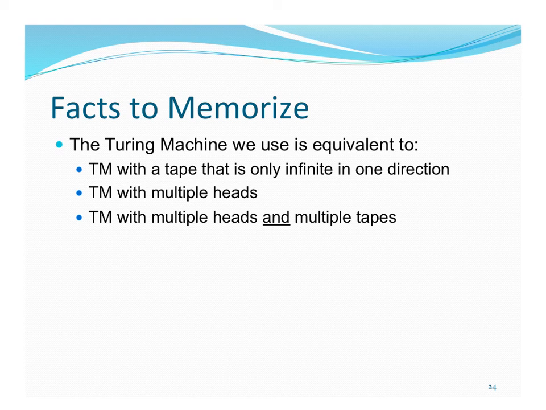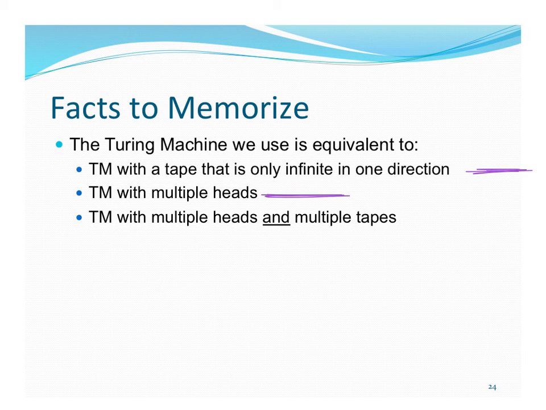So I'm just going to wrap up this slide set with some facts to memorize, right? This is kind of facts that you want to know for that party that you go to, right? Or for an exam, say. But the Turing machine that we're using is equivalent to a Turing machine that has a tape that's only infinite in one direction. You can say that you start with a string on the far left of your tape or something, and it's only infinite in one direction. You can still do everything you wanted to.